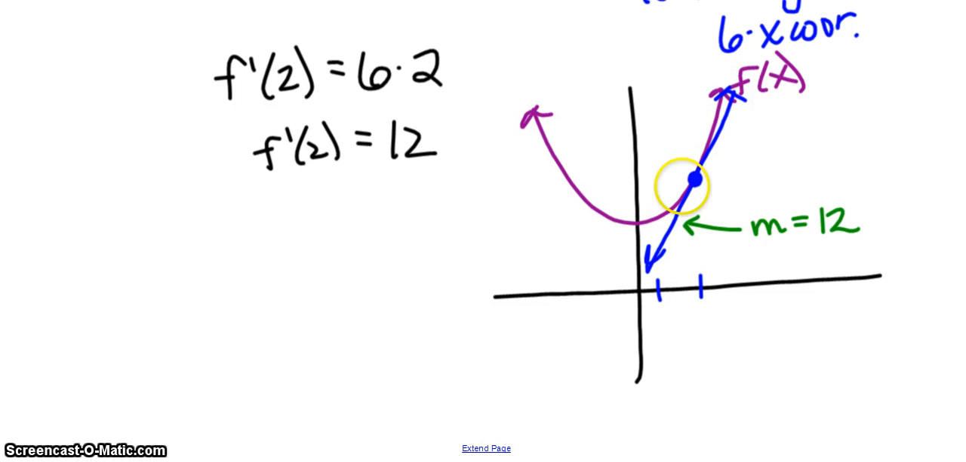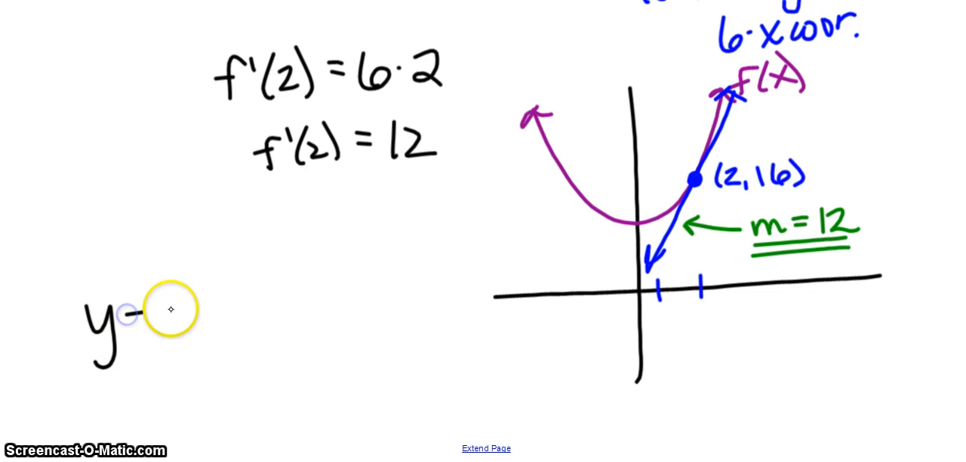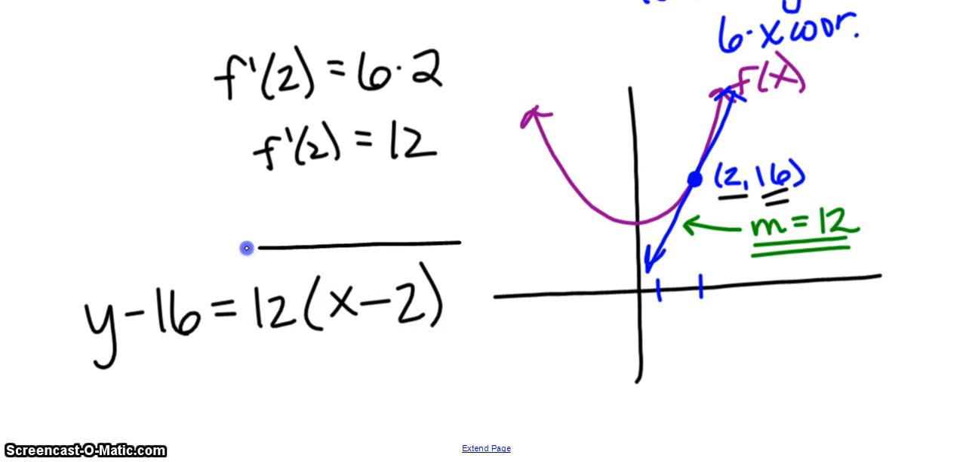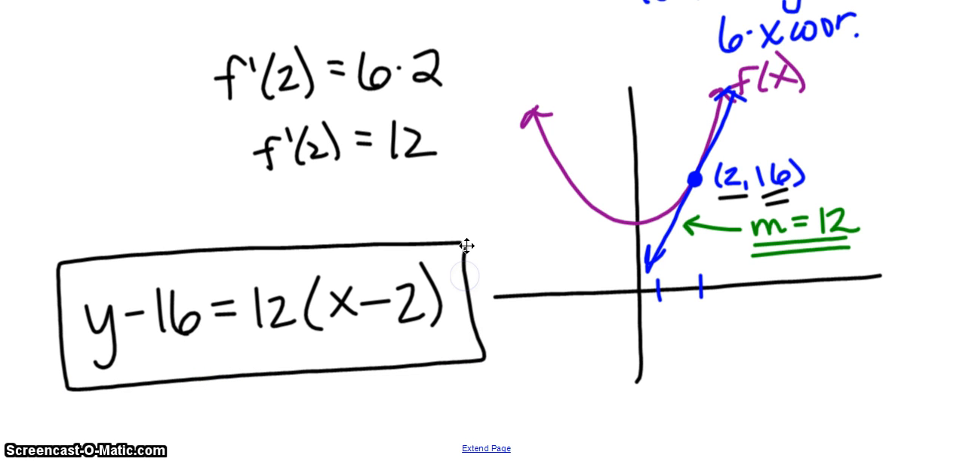So I could go a step further and I could actually write a full equation of this tangent line. Well, what's needed to write the equation of a line? You need to have a point. Oh, lovely, the point (2, 16). And you need to have a slope. Oh great, our slope is 12. So I can write that equation in point slope form. y minus 16 is going to be equal to our slope times (x minus 2). This is an okay equation of a line as a final answer.